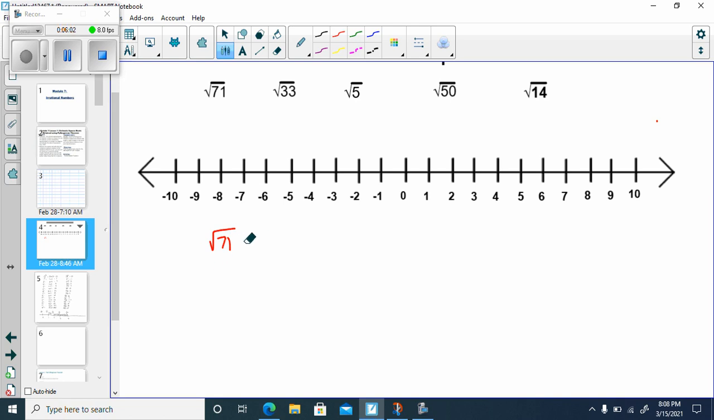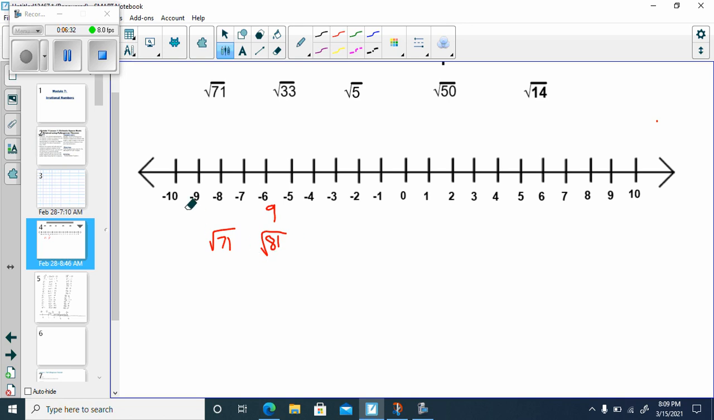Can I think of anything that's bigger than 71 that would be a perfect square? Let's see, you got 71, 72, no, that's not a perfect square. 73, no. 74, no. 75, no. 76, no. 77, no. 78, no. 79, no. 80, no. How about 81? Yeah, the positive square root of 81 would be 9, wouldn't it? Okay? So we got a perfect square here.